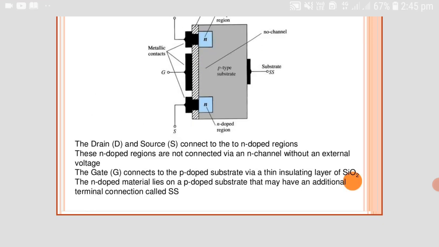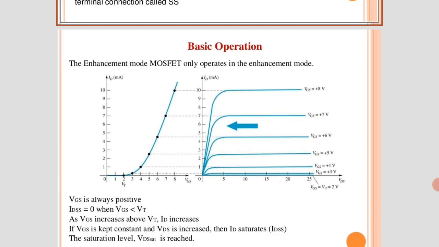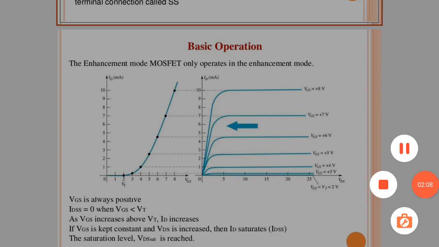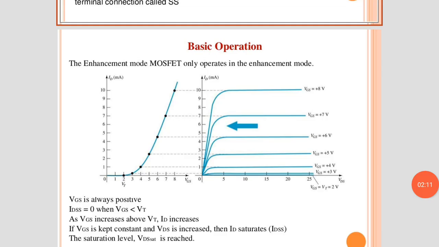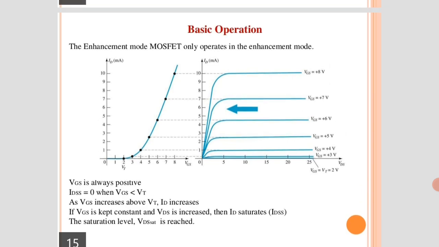After that we see the basic operation of the enhancement MOSFET, E-MOSFET. The enhancement mode MOSFET only operates in an enhancement mode. This is the characteristic of drain current ID versus VGS, the gate to source voltage. As VGS is varied, the drain current is varied. And as VGS changes, the drain current also changes. If the voltage is at a constant level, the drain current ID is as shown in the slide. This is the input characteristics of the E-MOSFET.